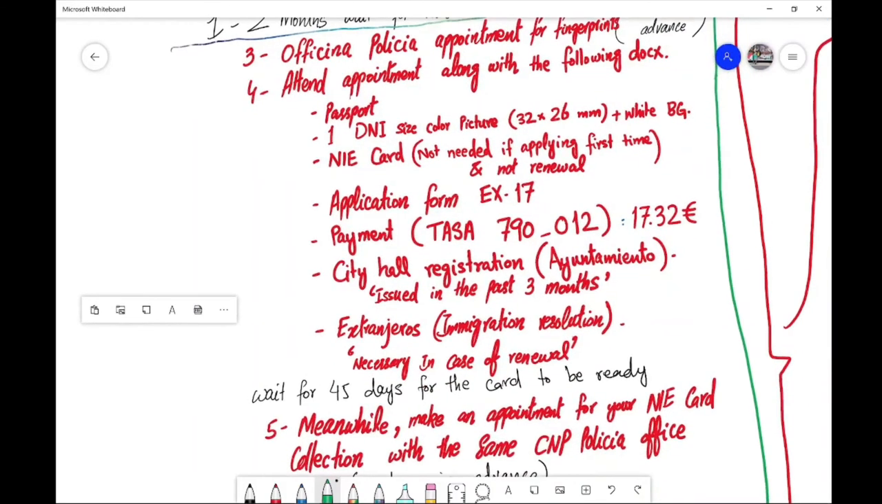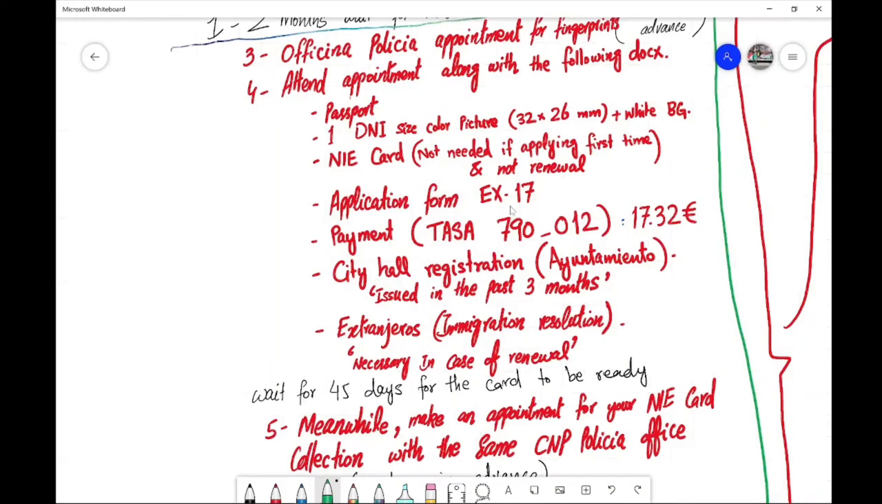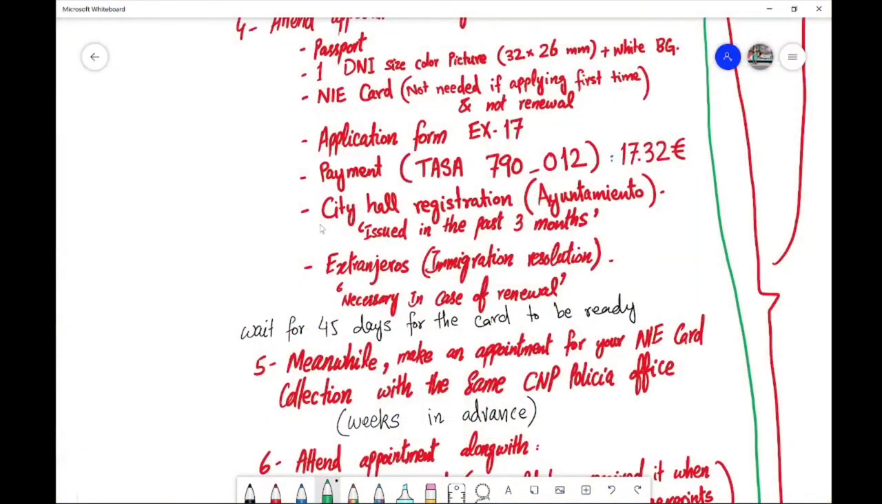Okay, then you also need to fill out an application form for this office. It is coded EX17, or so-called appointment for fingerprinting. Payment that you need to pay as a tax or tasa, the code for this payment is 790-012, and it is 17.32 euros approximately. And then you also have to produce the city hall registration or ayuntamiento certificate, which is issued in the past 3 months.